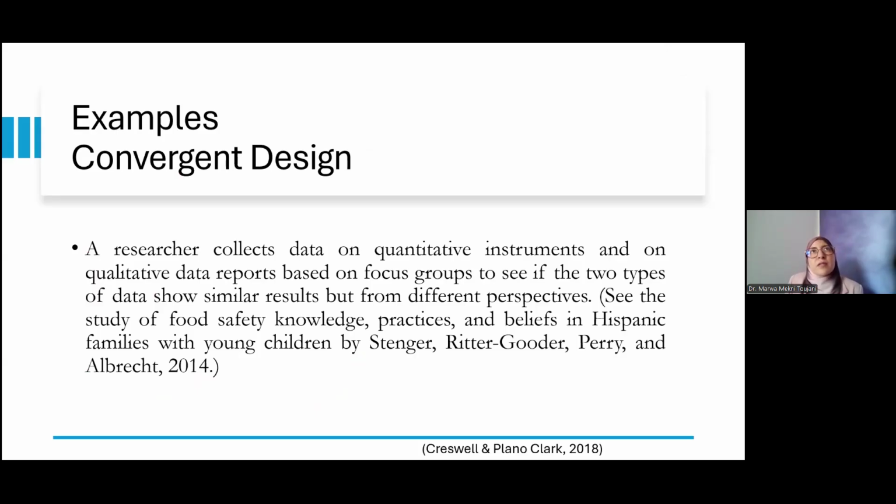An example of this is trying to discover the role of educational technology in language learning in the classroom. I could have questionnaires for teachers and students, and I could have classroom observations. In the Creswell and Plano Clark book, they referred us to the study of food safety knowledge, practices and beliefs in Hispanic families with young children by Sangarita, Guda, Perry, and Albert in 2014. So you could go back to the study to understand convergent design in detail.